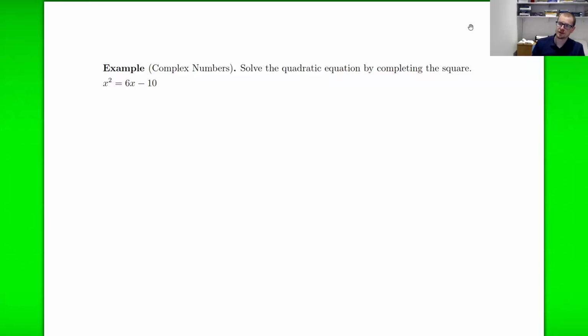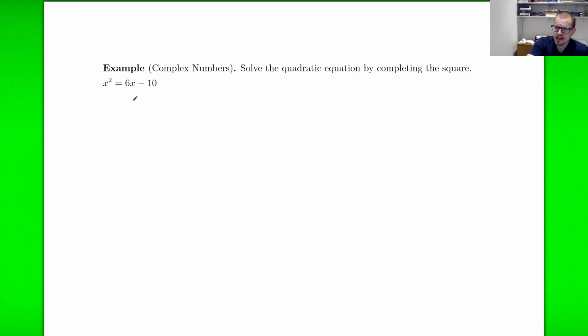Welcome. We'd like to take a look at a quadratic equation that again we will find to have complex number solutions. It's just an additional example to help us feel comfortable. If I want to solve this quadratic equation, we're going to use the very faithful method of completing the square.